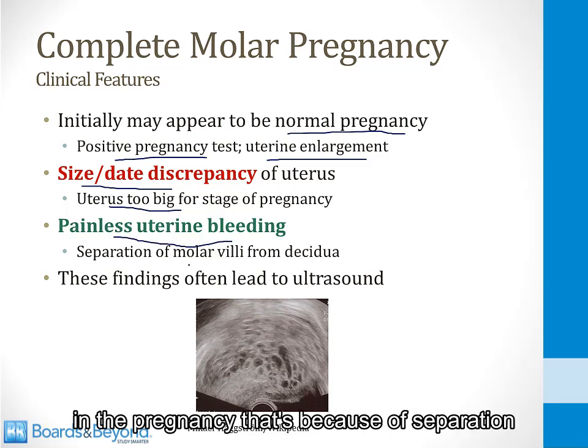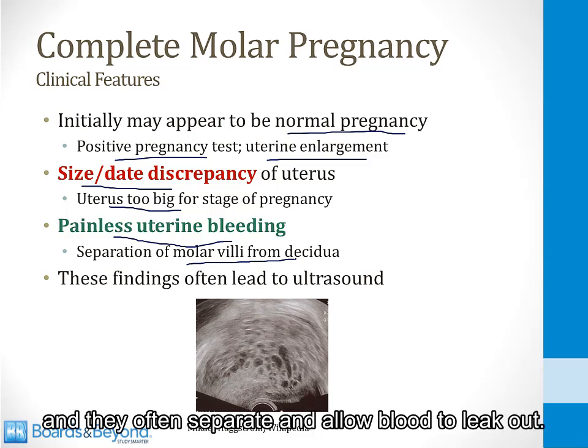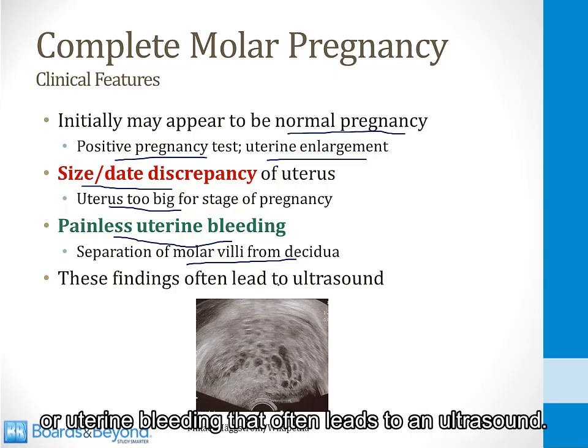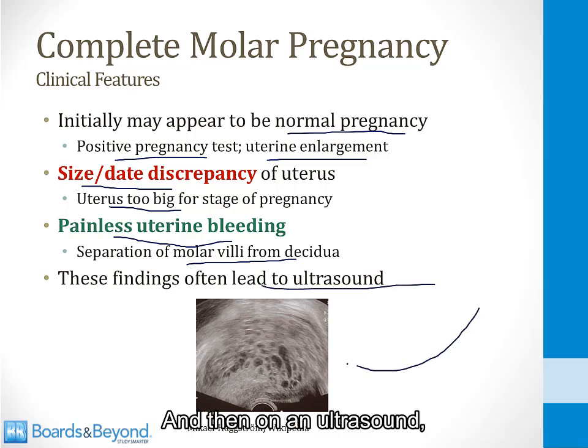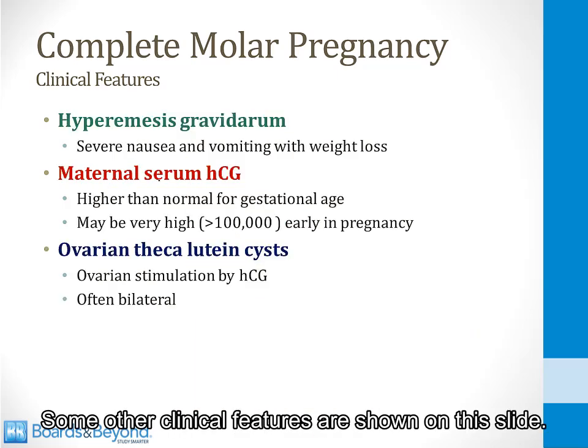That's because of separation of the molar villi from the decidua. So those villi are not normal, and they do not implant normally, and they often separate and allow blood to leak out. And for any of these findings, a size-date discrepancy or uterine bleeding, that often leads to an ultrasound, and then on an ultrasound you see that snowstorm appearance, and you realize it's not a normal pregnancy, it's a molar pregnancy. Some other clinical features are shown on this slide.